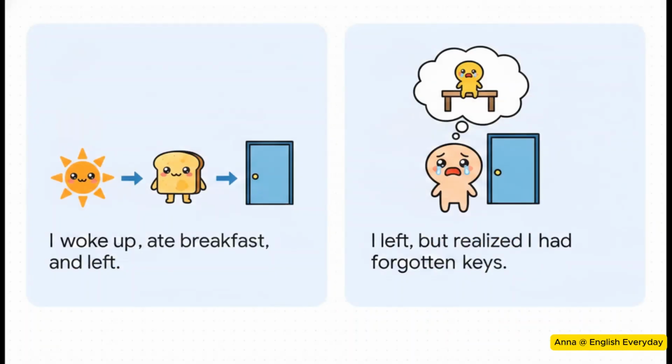And here's what I mean when I say natural chronological stories. Take a 1, 2, 3 sequence, like I woke up, ate breakfast, and left the house. The simple past is perfectly fine there. No need to complicate it at all. But watch what happens when that sequence is disrupted. I left the house, but I realized I had forgotten my keys. The forgetting happened before the leaving. Right there, the past perfect acts as the hero to rescue our timeline and make everything crystal clear.